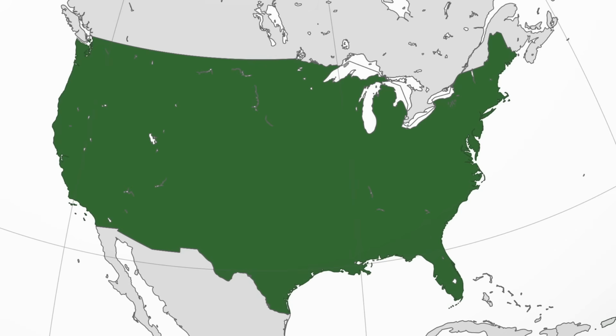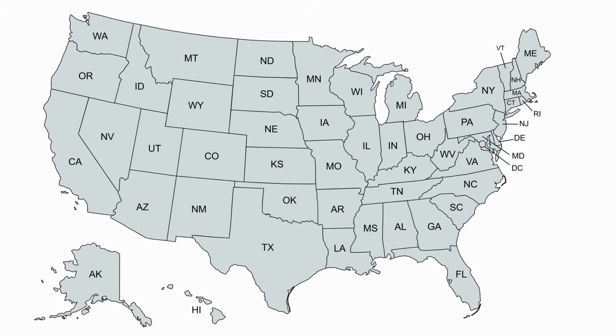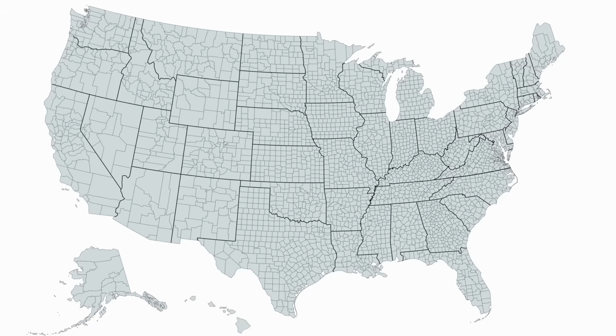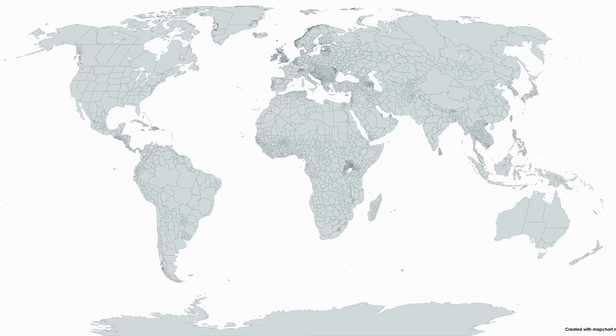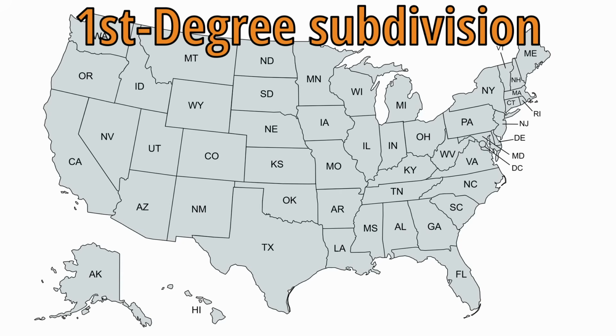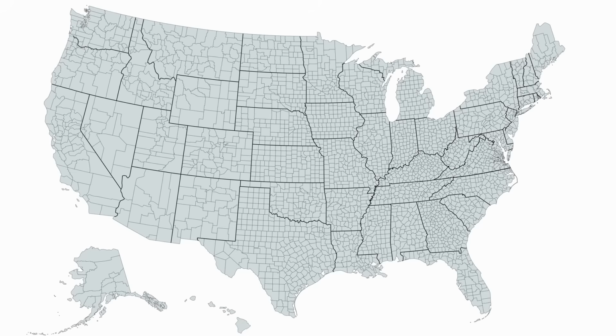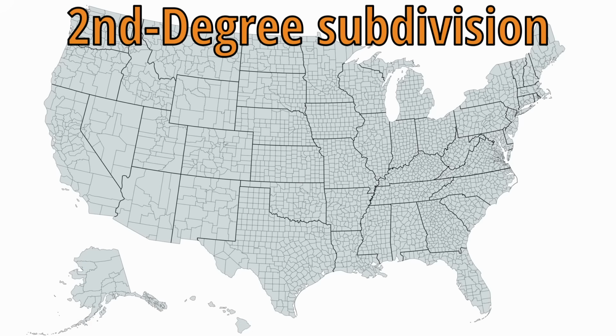The United States is split into states. These states are then split into counties. These are known as subdivisions. Subdivisions specifically are in levels or degrees. So states would be the first degree of subdivisions since they are the first way the country is divided. Next, counties are the second degree because they divide the first degree states.